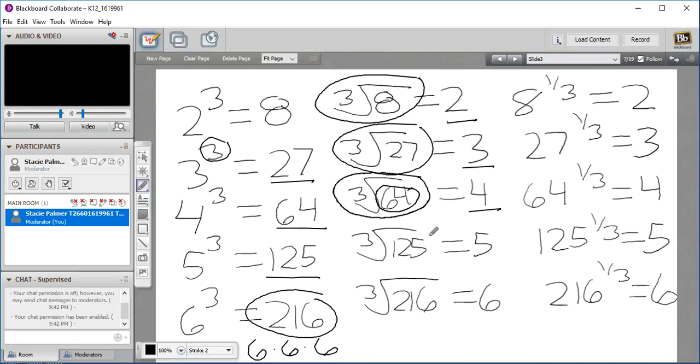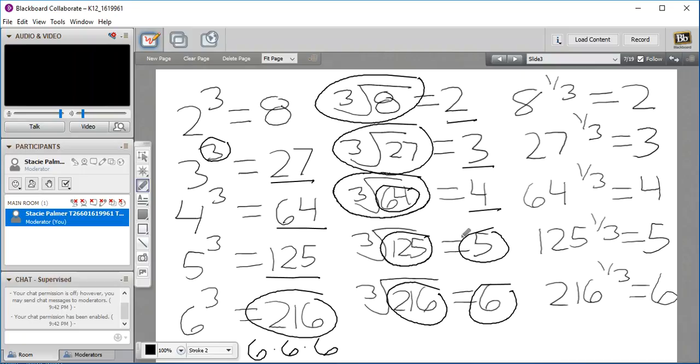What did we multiply by itself 3 times to get to 125? And that answer would be 5. What did we multiply by itself 3 times to get to 216? And that answer would be 6. So the opposite of raising to the third power is taking the cube root.